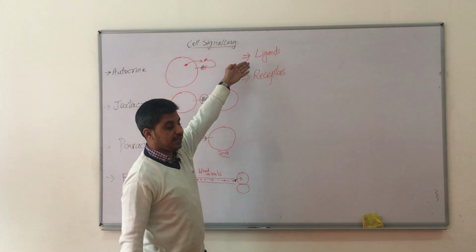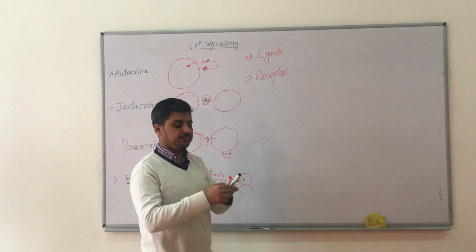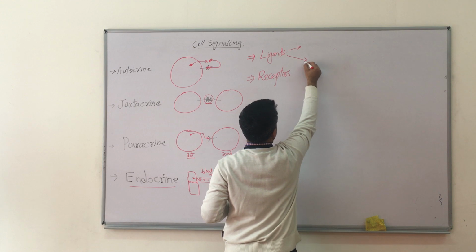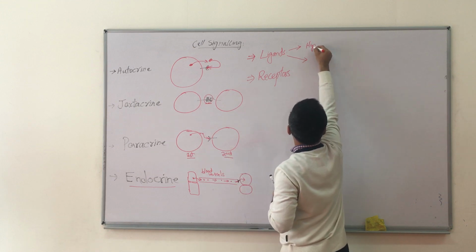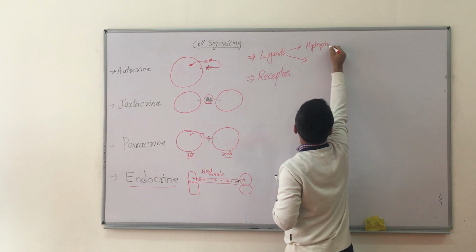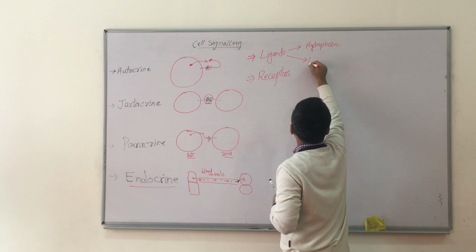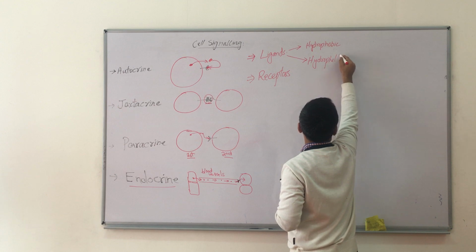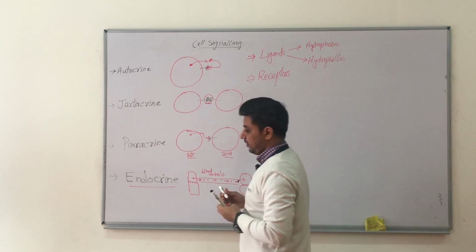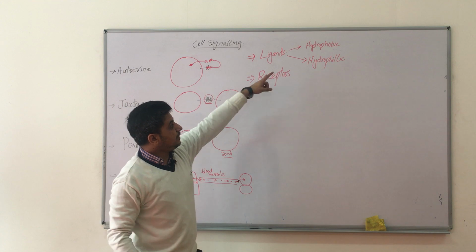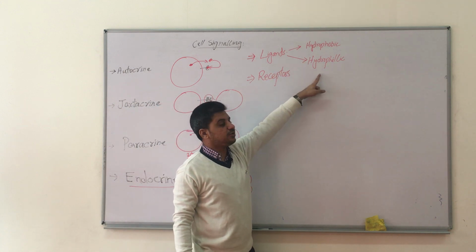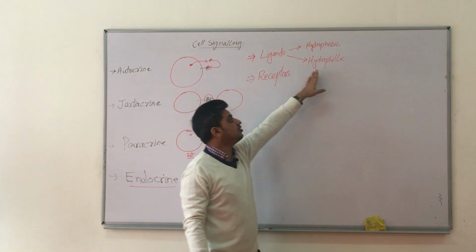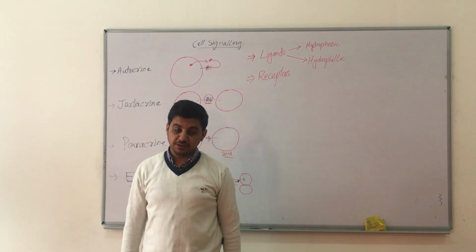These ligands can be of two types. Number one is hydrophobic and number two is hydrophilic. Hydrophobic compounds are the water haters or water repellents, and hydrophilic compounds are the water lovers.